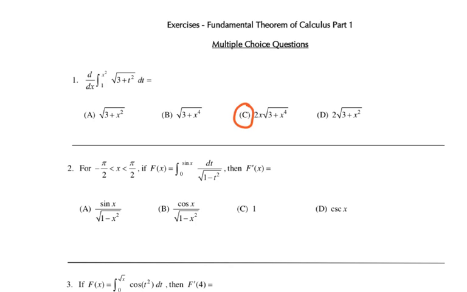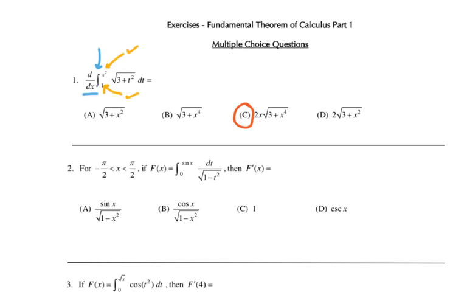All right, number 1 is FTC. You want to take the derivative of an integral, which is going to destroy it. But let's double check first of all. Is there a number on the bottom? Yes. Is there an x or a function on top? Yes. But do you see that it's x squared? So we're going to need chain rule here.